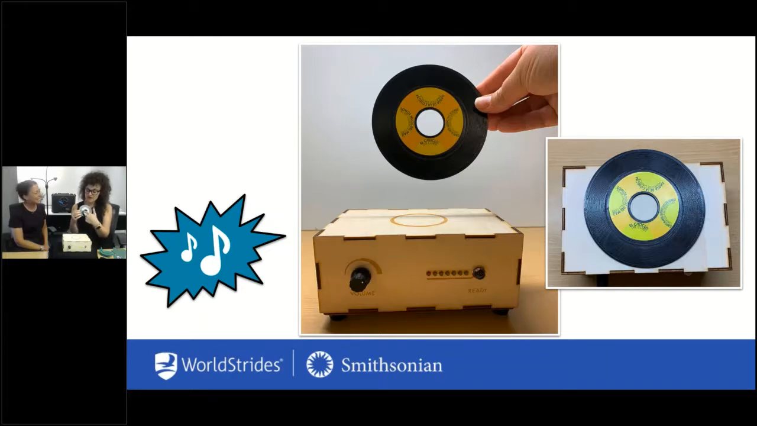You can see how there's these little half circles that tell you the name of the song. You can align that up to the center of the box and twist it. You can hear 4 different songs.